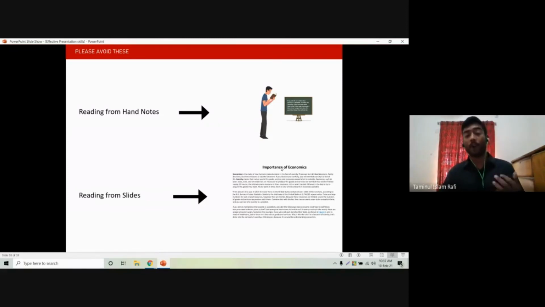So please avoid this. Avoid reading from the hand notes and from the slides, and don't write too many words and sentences in your slide. You can put your main elements in your slide, then you talk with your mouth and your body language, so people can communicate with you. So please avoid this. It's very, very important.